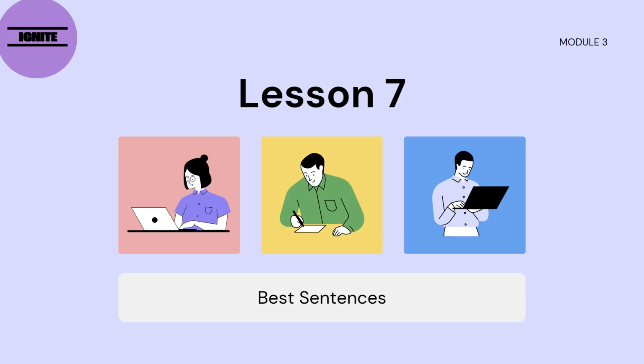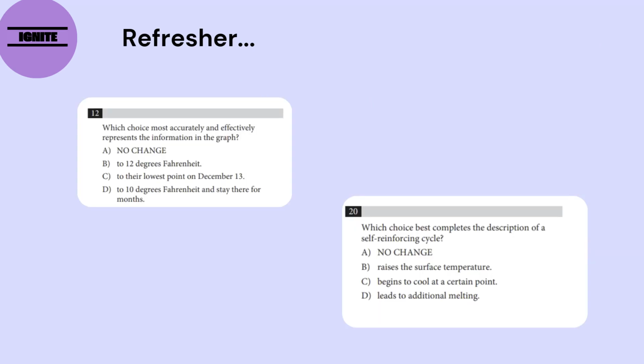Today we'll be covering Lesson 7 of Module 3, the best sentences questions. Now, just as a refresher, let's take a look at some of these best sentences questions. In general, they're going to look something like this, where they're asking either about a specific graph or a specific concept that best completes, or most accurately and effectively completes, whatever the information, description, or passage could be. As the name suggests, it's going to be the best sentence that correlates with whatever has been given before.